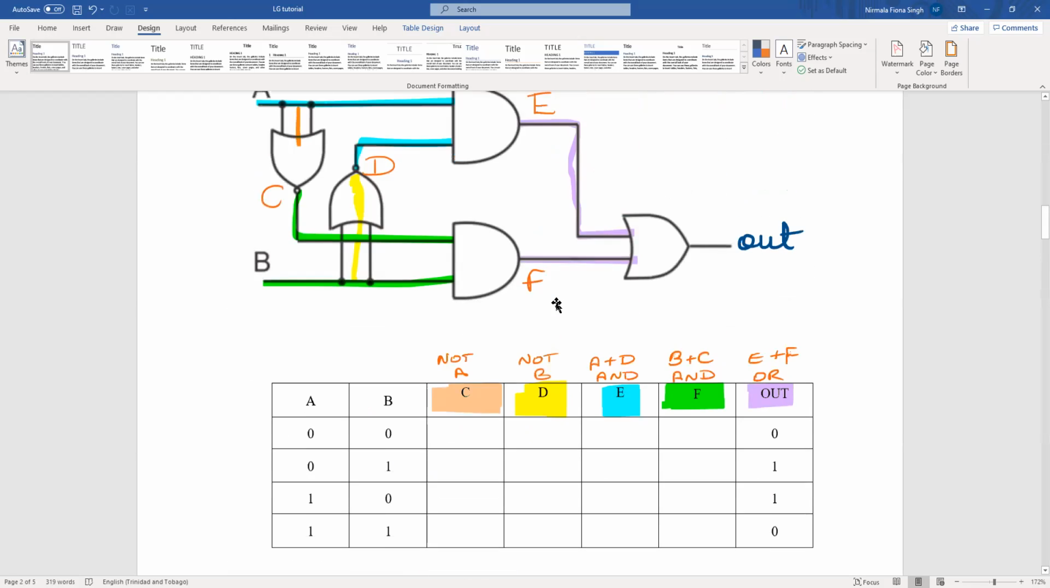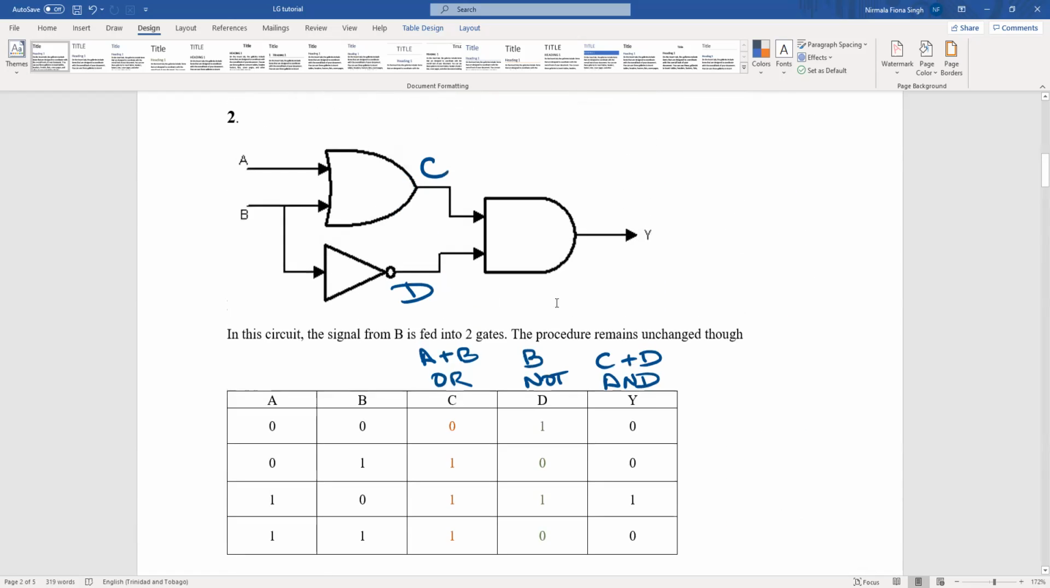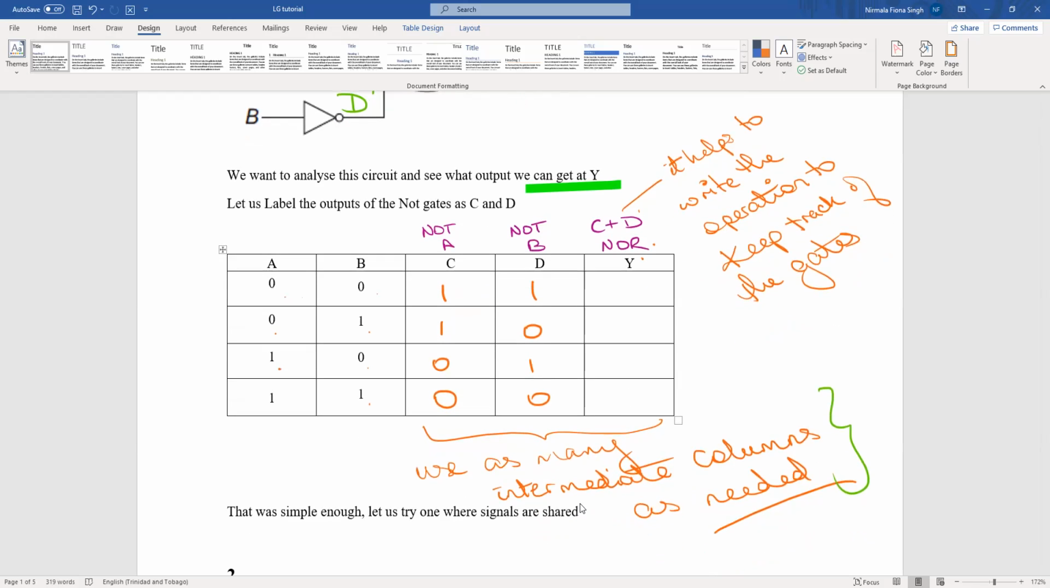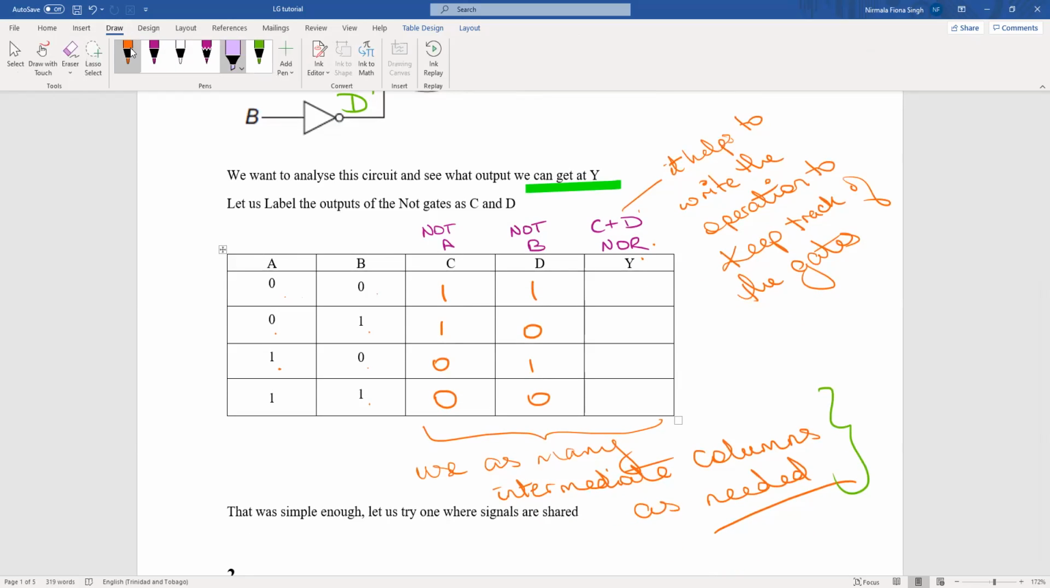So let's go back up to our table here. You can see when I have 1 and 1, you will get low.